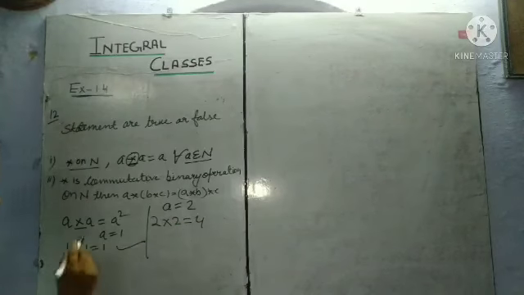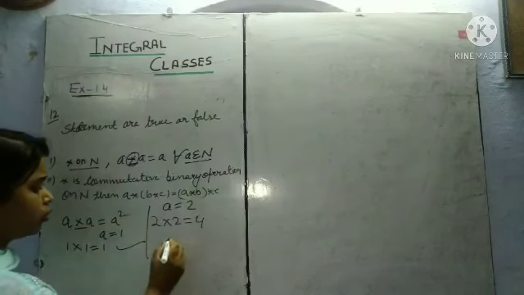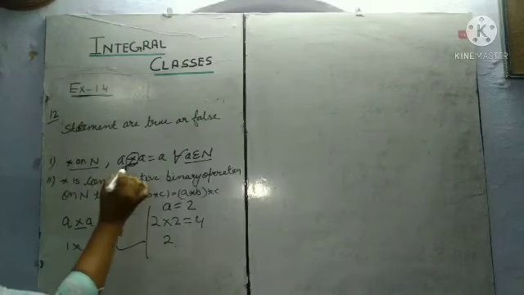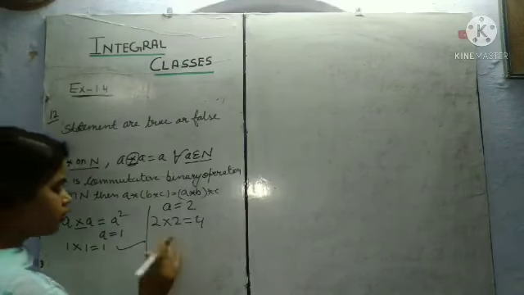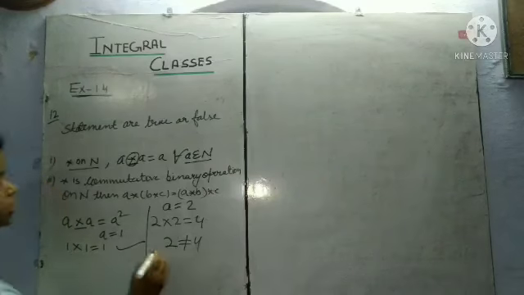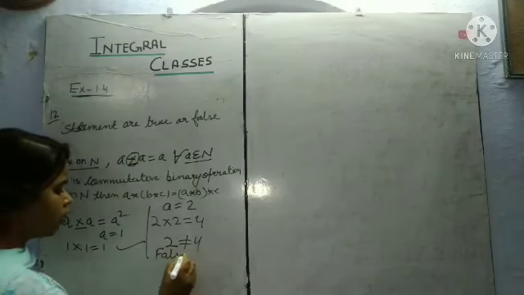It means A is not equal to A star A. We have been given that they are equal, but we know that 2 is not equal to 4. So this statement is false.